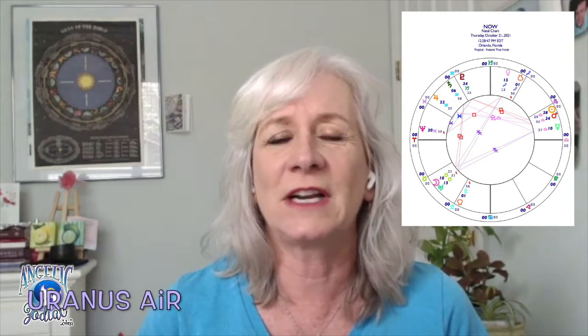Capricorn is Saturn, earth. Aquarius is Uranus, air. And finally, Neptune, water for Pisces. So that gives you the totality of a chart, the basic understanding of how a chart is set up. So I hope that helps you in your quest to understand astrology a little bit more.